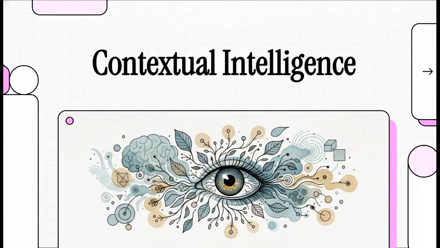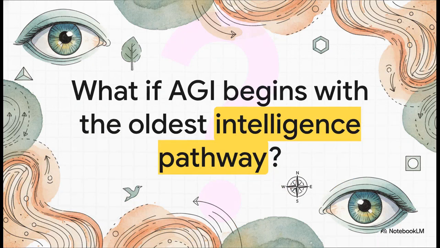A lot of people just assume that artificial general intelligence, AGI, is ultimately going to be built on massive, endless oceans of big data and language processing. But what if we've been looking in the wrong place entirely? Think about it. What if AGI actually begins with the brain's absolute oldest intelligence pathway? We're talking about visual cues, physical exploration, and gaze.